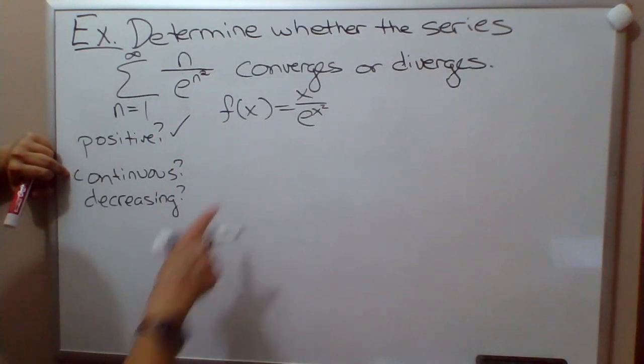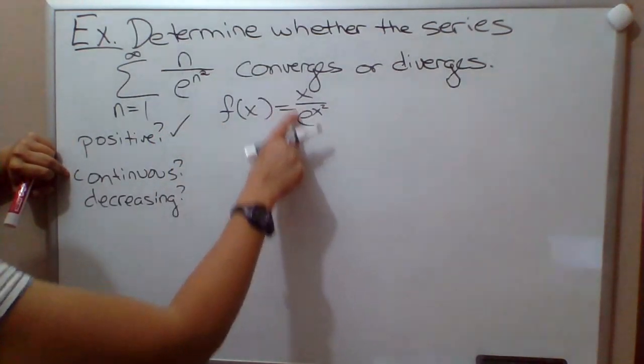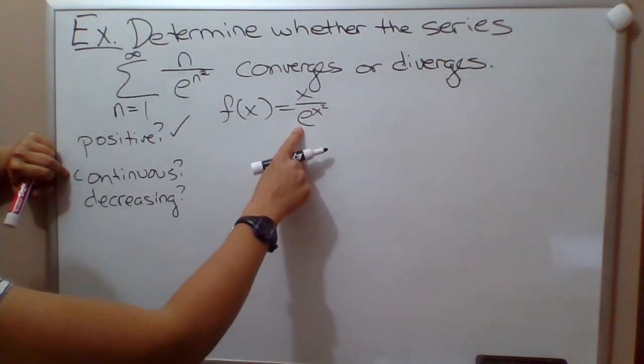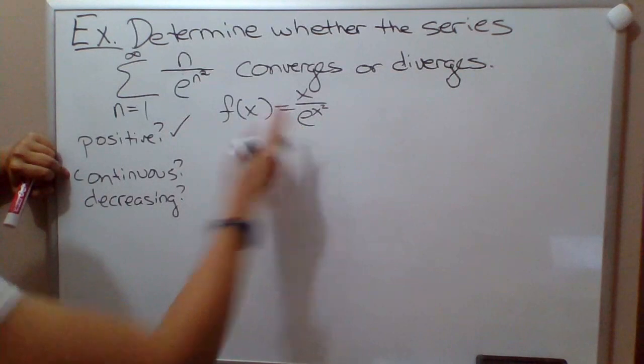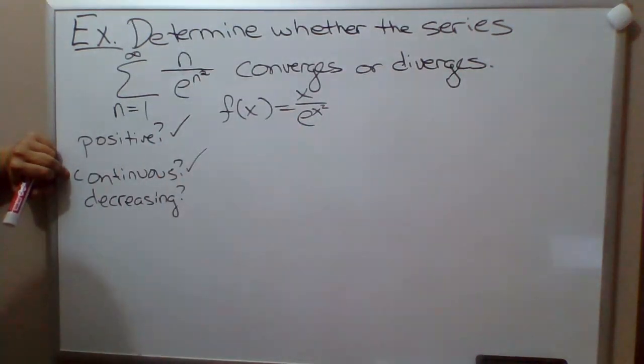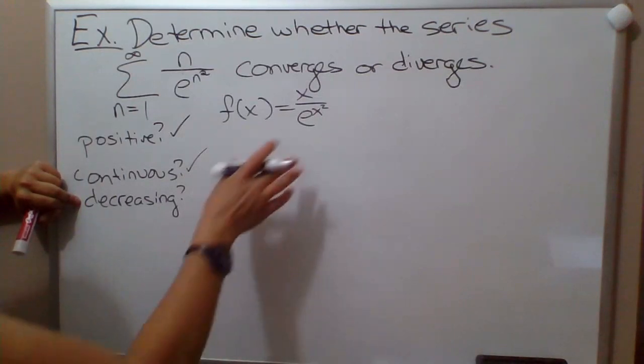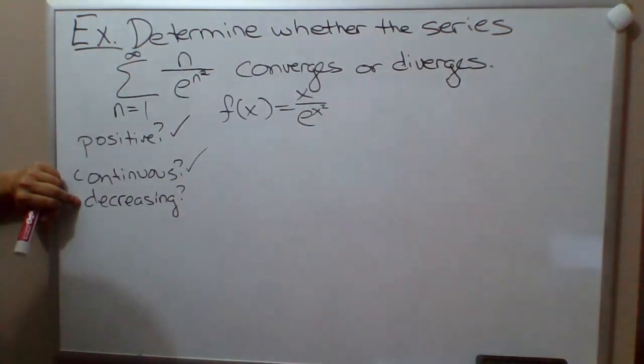Is it continuous? So it's continuous as long as this denominator is not 0, which if it's a power of e, then it's never going to be 0. So yes, it's continuous for all x greater than or equal to 1. Or this is actually continuous for all values of x. Is it decreasing? So this one, you can make a kind of subjective argument, just looking at this.